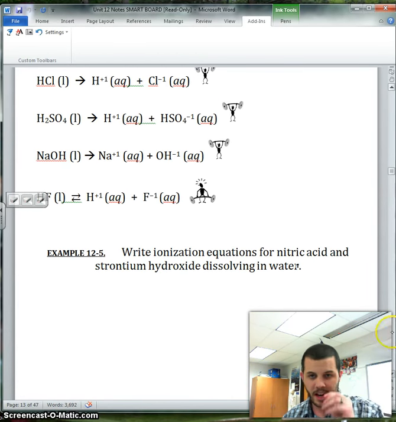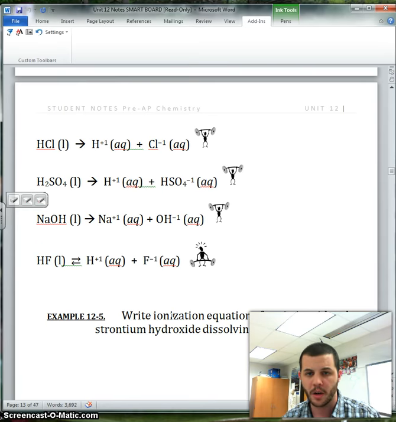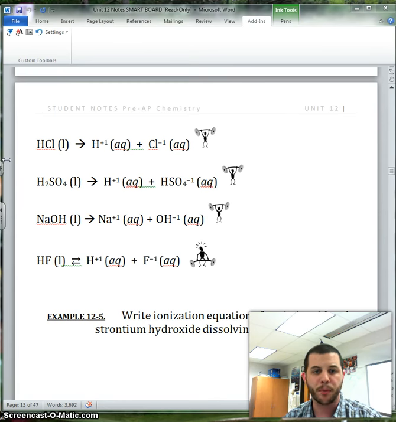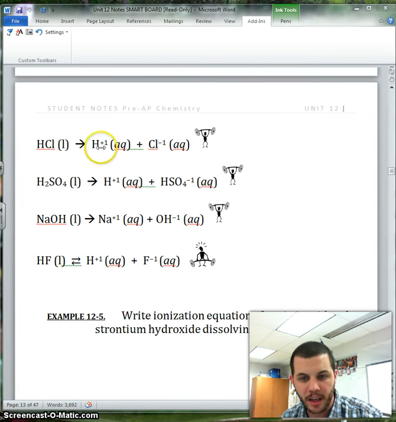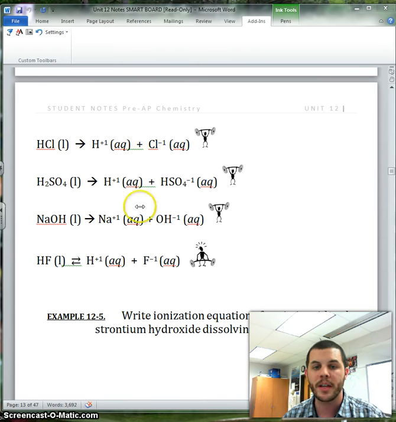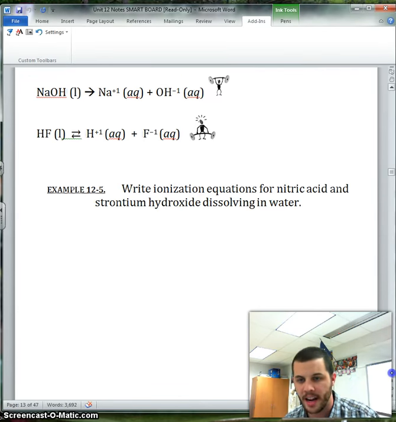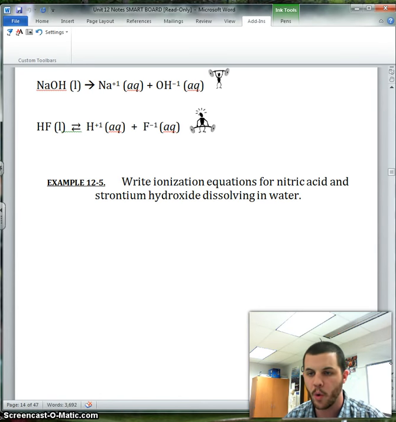All right, so what I'm going to take a look at now is some dissociation equations, okay? So here's HCl right here. Notice how it starts off as a liquid, and then we break this down into H plus ions and Cl minus ions, okay? Once they've dissociated, we now are going to say that those are aqueous, okay? So check this out. I want to write an ionization or a dissociation equation for nitric acid and strontium hydroxide dissolving in water. Okay, so what I'm going to do is I am going to first off write nitric acid.